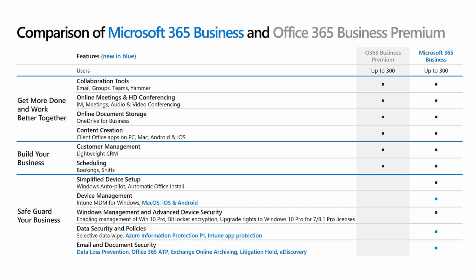So there's no, whoops, that skipped ahead a little bit too early. Let me go back. So if we take a look at the things that are different as we look towards the bottom here, it's that simplified device setup, it's device management, it's the additional security capabilities through components that aren't normally included with an Office 365 business subscription. So we get a lot of additional functionality included with Microsoft 365 Business over and above what we're getting with our standard Office 365 Business Premium plan.